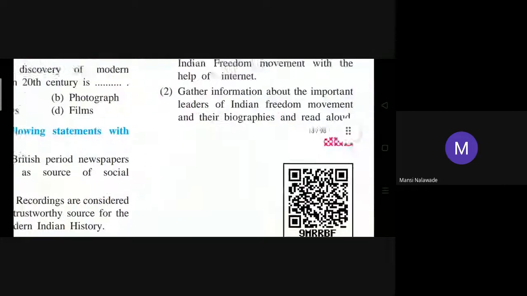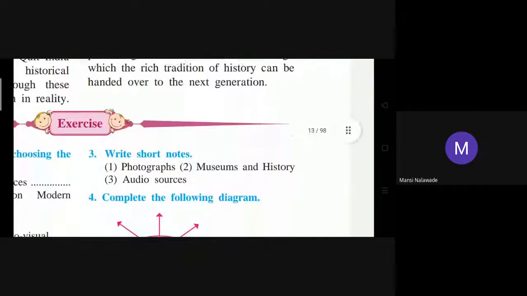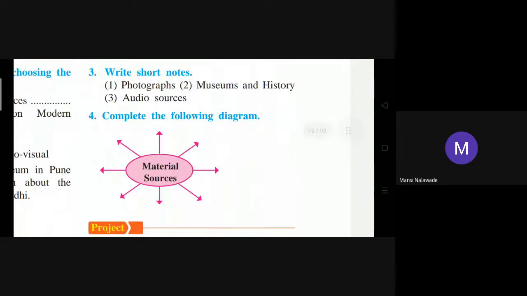Yes. Okay, now question number three: you have to write a short note on photographs. You have to tell me something about photographs. Okay, Nidhi, you can answer this question now.